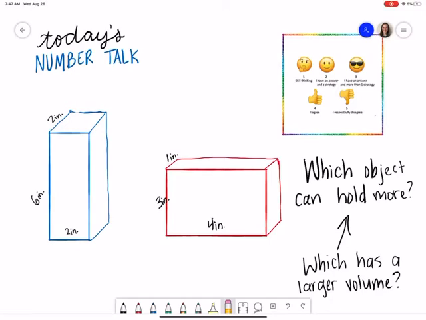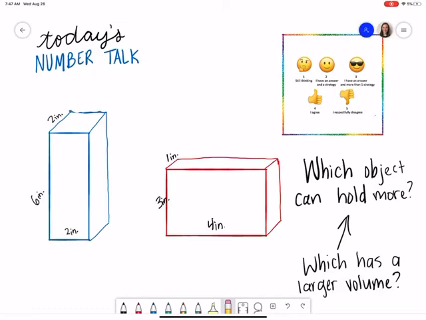So, for today, we are talking more about volume. We're diving in a little deeper to what you learned yesterday about volume combinations. So we're going to start off our number talk today talking about which of these objects can hold more. So that would be the same thing as saying which has a larger volume, okay? Which can hold more. So I want you to think about how you could decide which of them has a larger volume.